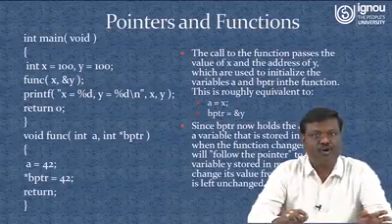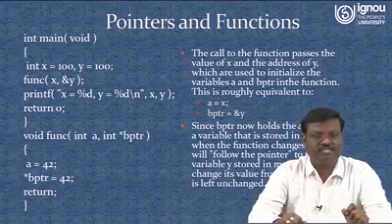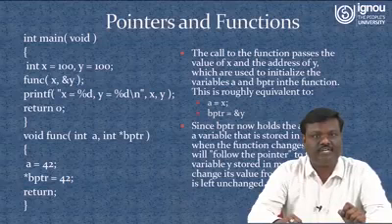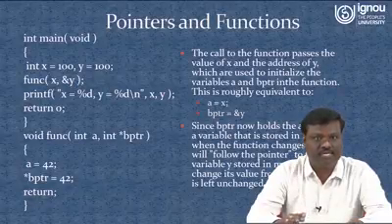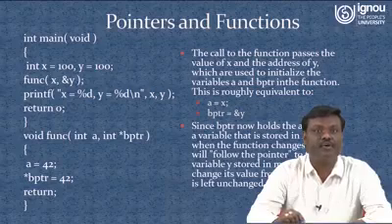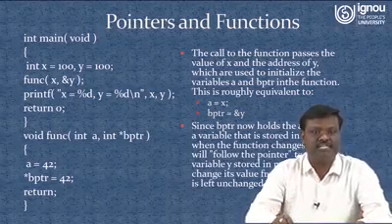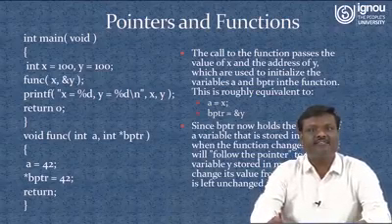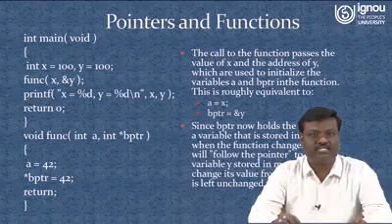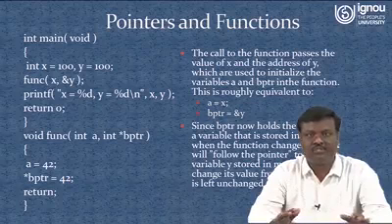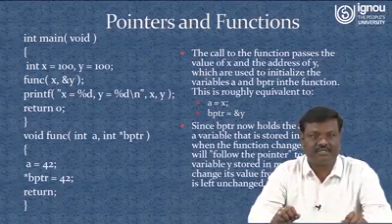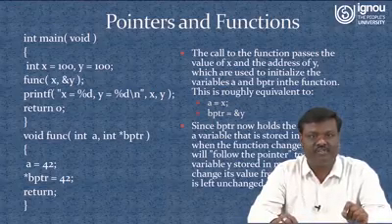Then comes the concept of pointers and functions. It is a simple program given over here. FUNC is a function, and of its parameters, one is a normal variable and the other is a pointer variable. Here in the main program, x is equal to 100, that is the value initialized, and y is also an integer variable and is given a value 100. So both x and y are carrying 100, and then the function is declared over there.